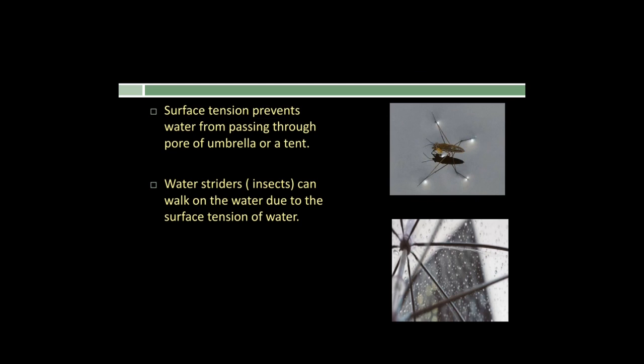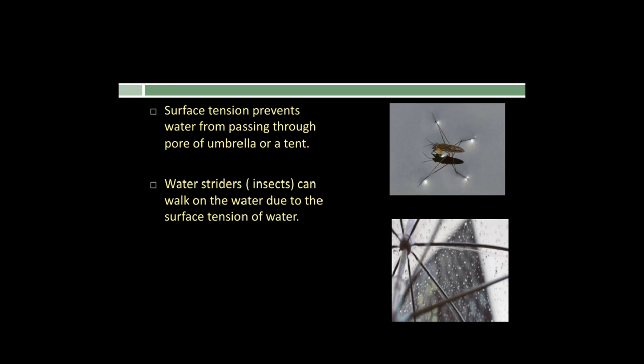Next is the property of surface tension to prevent water from passing through the pores of an umbrella or a tent. This is a result of surface tension, which is the decreased surface area. So whenever the water has surface tension, it will try to acquire the smallest surface area, or a spherical shape. So it will spread less on a surface, and thereby it can be prevented from passing through the pores of an umbrella or a tent.